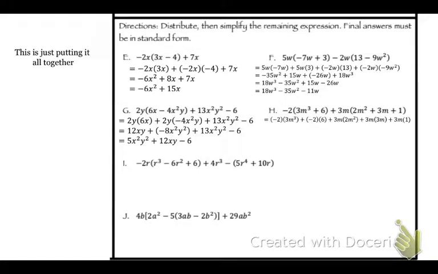Do this last one. So distribute that in, and you get negative 6m cubed minus 12 plus 6m cubed plus 9m squared plus 3m.